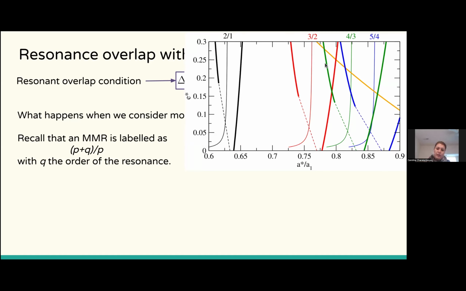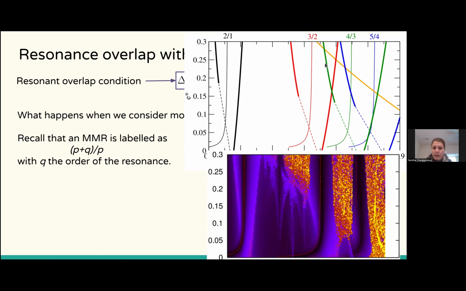And so if we plot a dynamical map, we can see the same structures appearing. This is the variation of the eccentricity. And we see that we have the 2-to-1 mean motion resonance isolated. We have the 3-to-2, the 4-to-3. And then beyond this semi-major axis, everything becomes chaotic and we cannot distinguish the individual structures anymore. And this is because of the overlap.